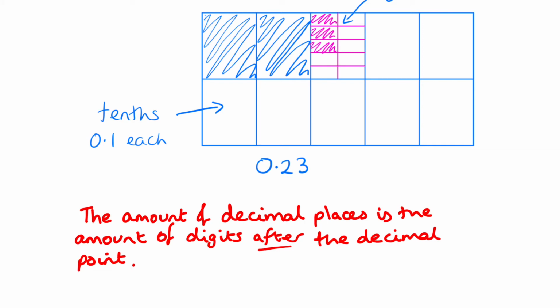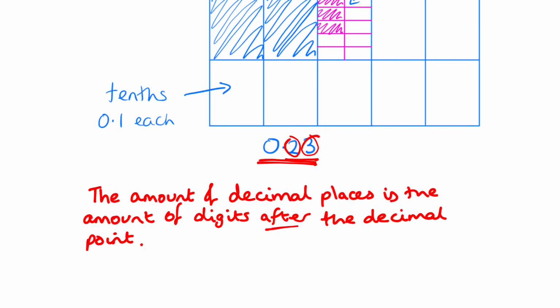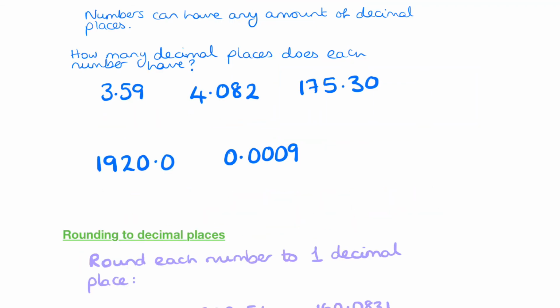So if you need to pause to write that down, that's okay. But you make a note of that because it's going to be important. So the amount of decimal places is the amount of digits after the decimal point. So this number here, 0.23, has 2 decimal places because it's got 2 figures or 2 digits after the decimal point. So it's important to know that numbers can have any amount of decimal places. There are some numbers which are decimals that go on forever, okay? And they never stop, they just keep going with more and more decimal places.